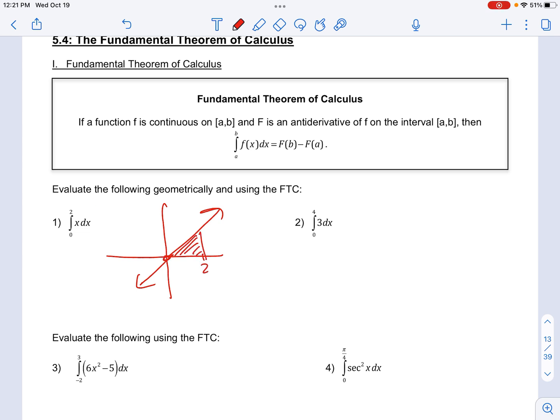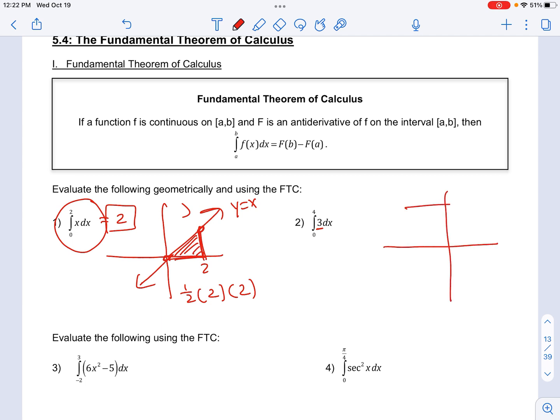So this definite integral is asking us to find the area underneath the curve from 0 to 2. So it's just a triangle, so 1/2, base is 2. The height, since this is y equals x, is also 2. So this definite integral would be 4 divided by 2, which is 2. So this is how we did it geometrically, and we can do the same thing with this one.